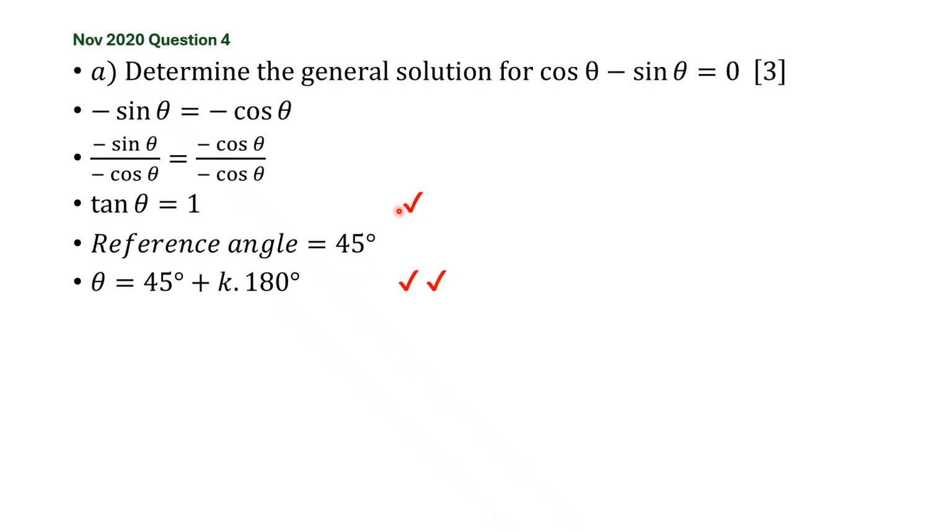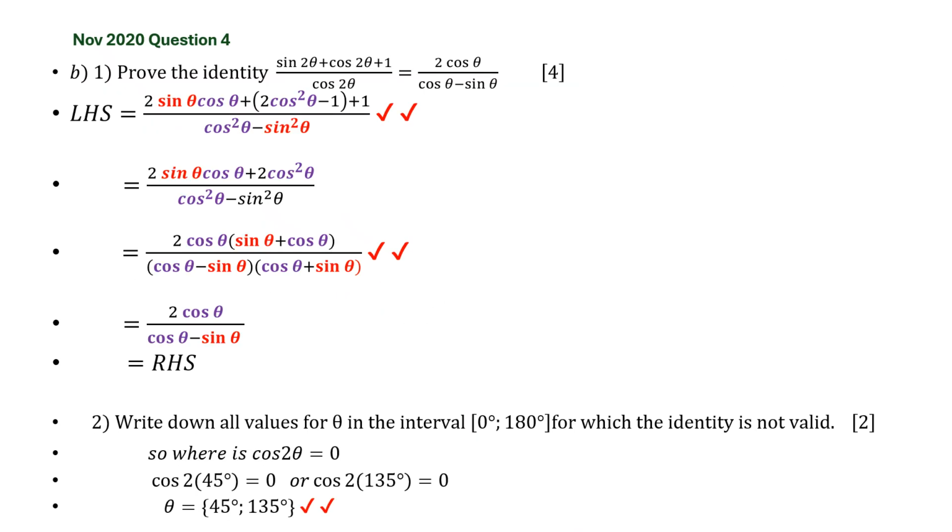Alright. 1 mark for tan theta equals 1. 2 marks for specifying that theta equals 45 plus k times 180, that is in the first quadrant. So there's my 3 marks. Let's go to the second problem.